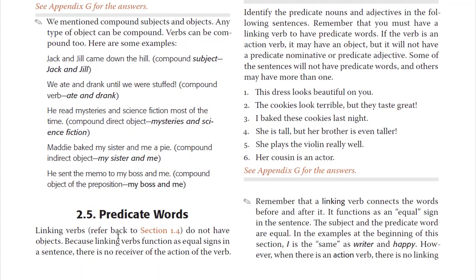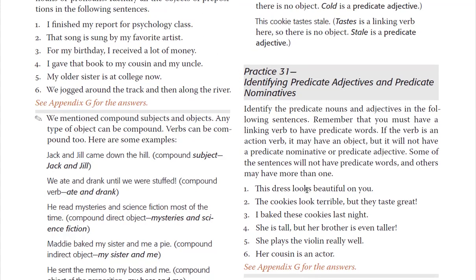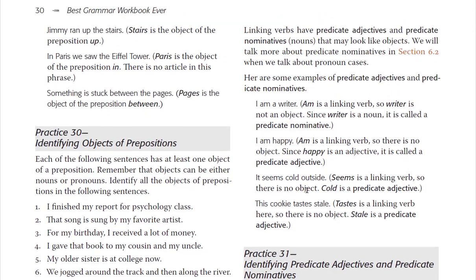Predicate words. Linking verbs do not have objects because linking verbs function as equal signs in a sentence. There is no receiver of the action of the verb. So, examples of predicate words. Linking verbs have predicate adjectives and predicate nominatives, nouns that may look like objects. We will talk more about predicate nominatives when we talk about pronoun cases.